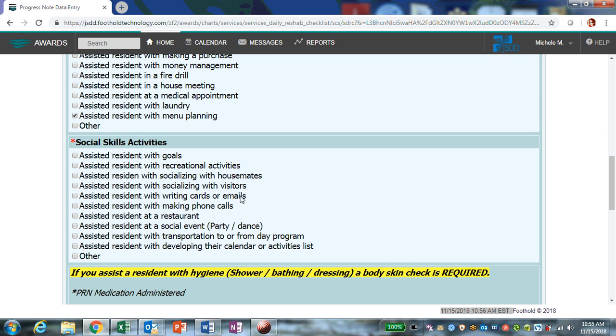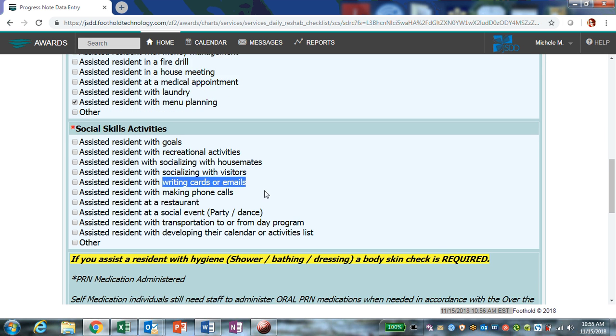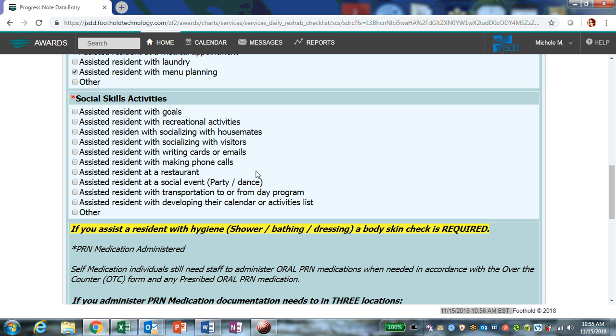Assist a resident with writing cards or emails, okay? We could be doing that with our individuals as well, even if they just draw a picture and they mail it out, that's fine. Especially around holidays and birthdays. It's really nice for family members to get those things. Little acts that are not necessarily thought of, but when they are done, the family members cherish. So it's really important that we start doing more of those.